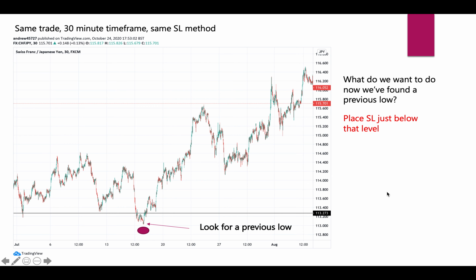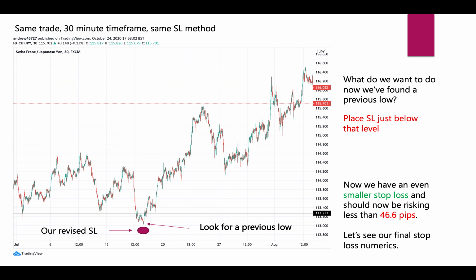All right, you're still cutting that stop loss in half, and you're not at 100 pips anymore. I'll revise stop loss, all right, just by sniping. So now we have an even smaller stop loss and should now be risking less than that 46.6 pips. So we're going to have a look to see our final numbers, all right? So remember, 46.6 pips was our revised stop loss before going down to the 30-minute time frame, okay?